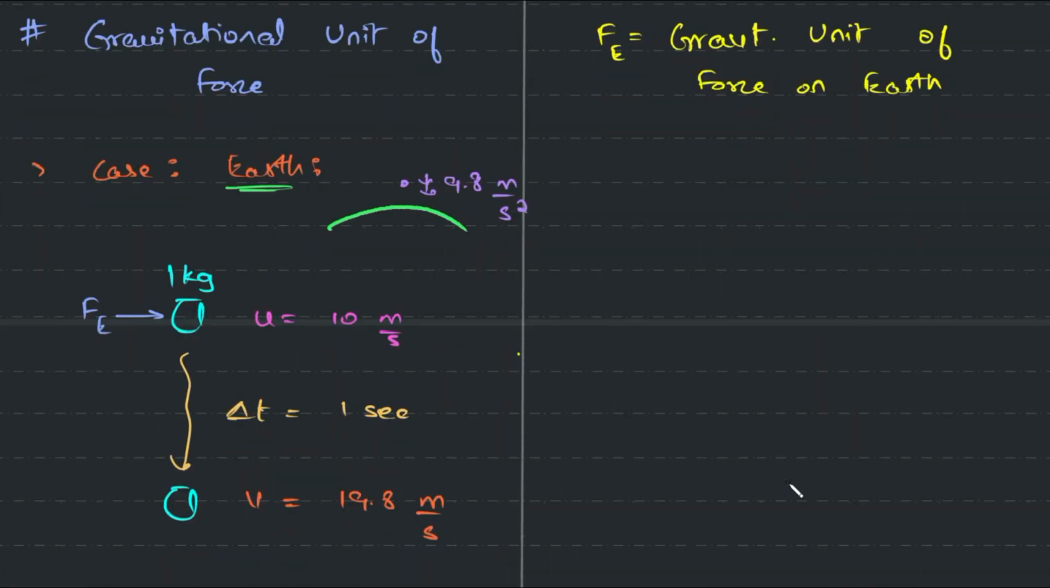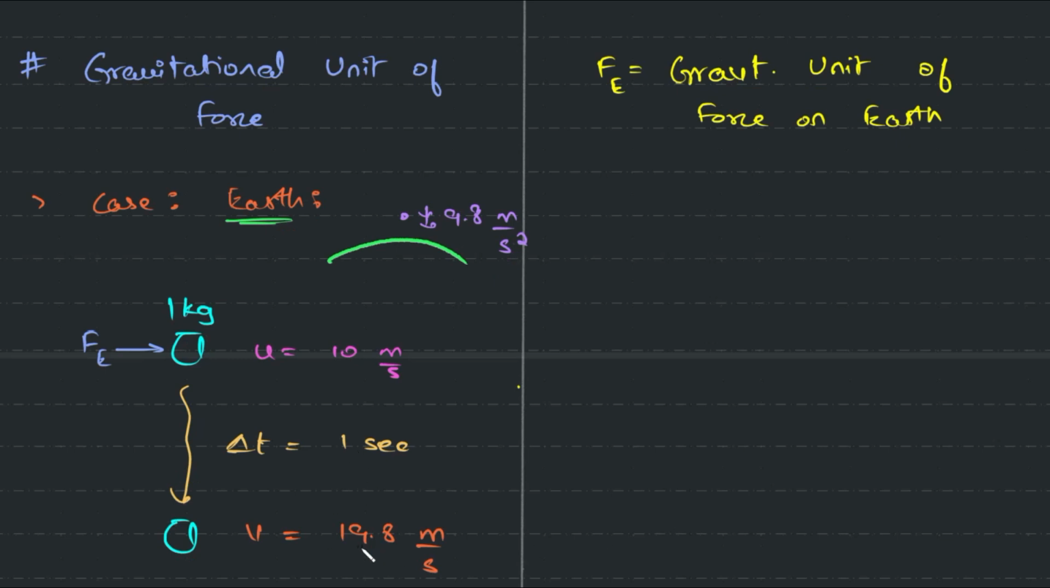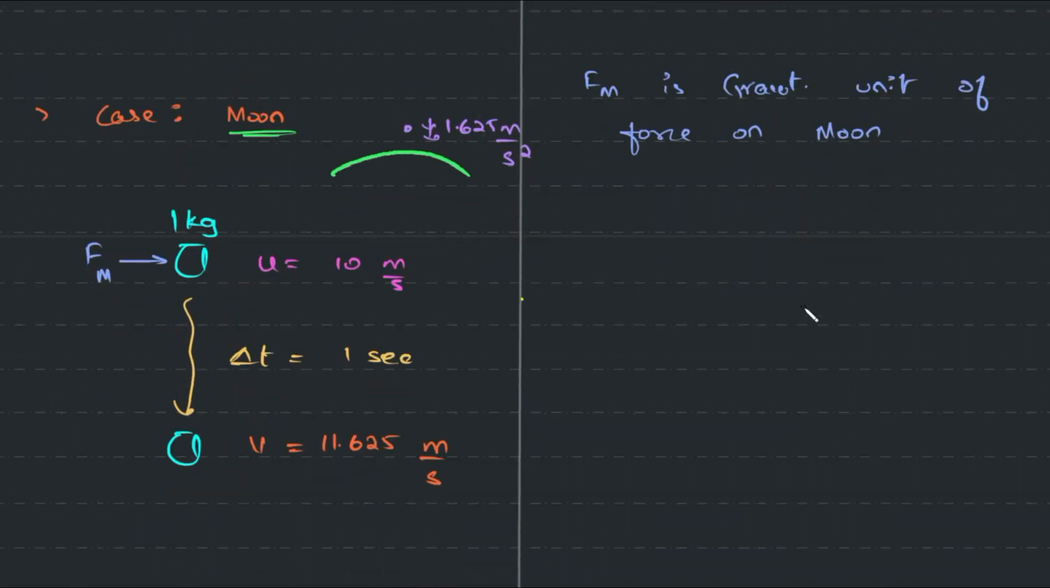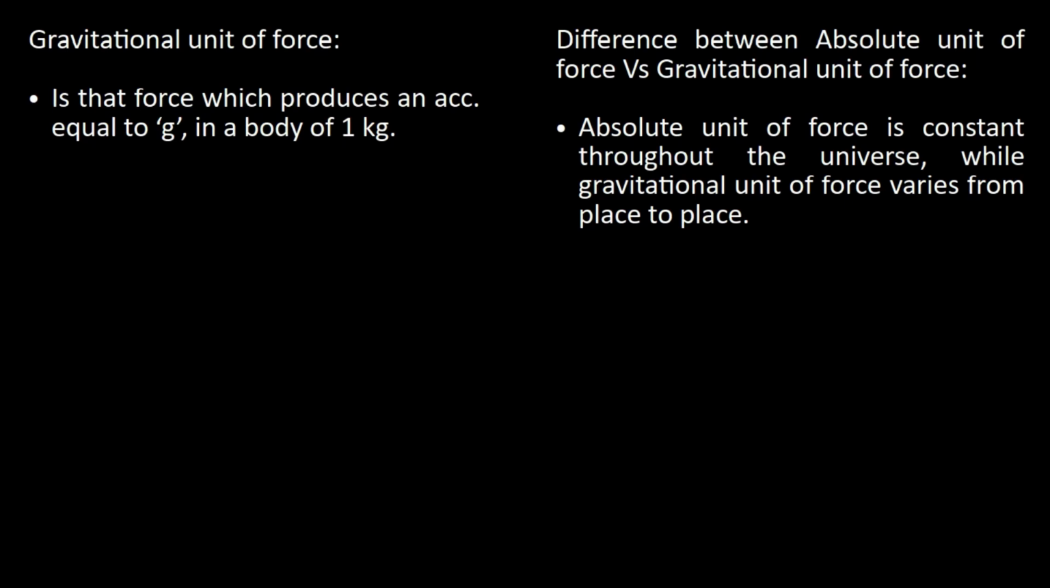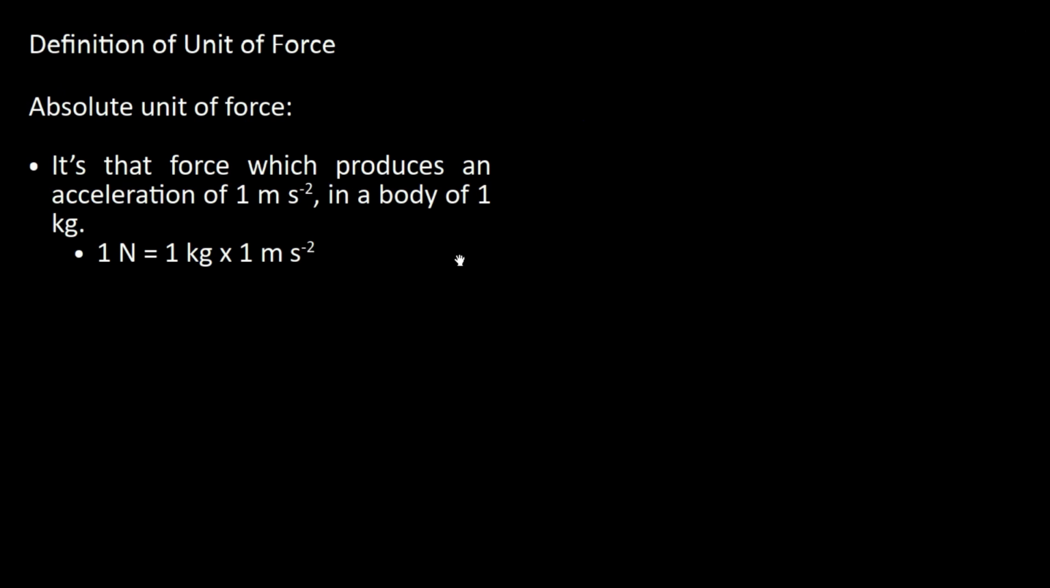Similar idea, but if the value changes by an amount of 9.8, what we have is a gravitational unit of force. And if it changes by a value of 1.625, what we have is gravitational unit of force on moon. Okay, so that would be a small introduction.